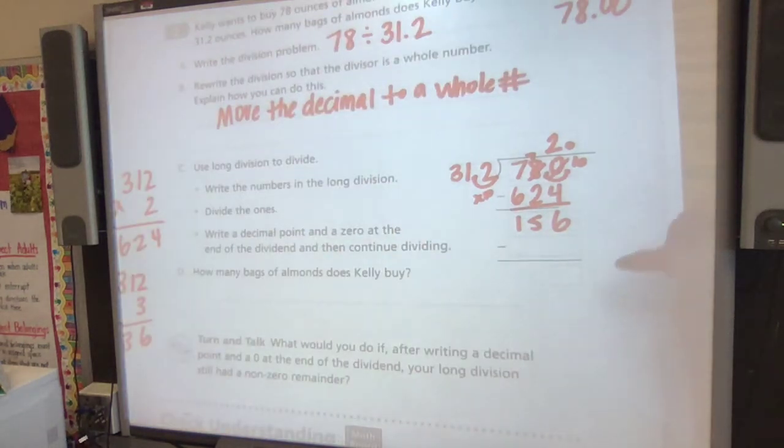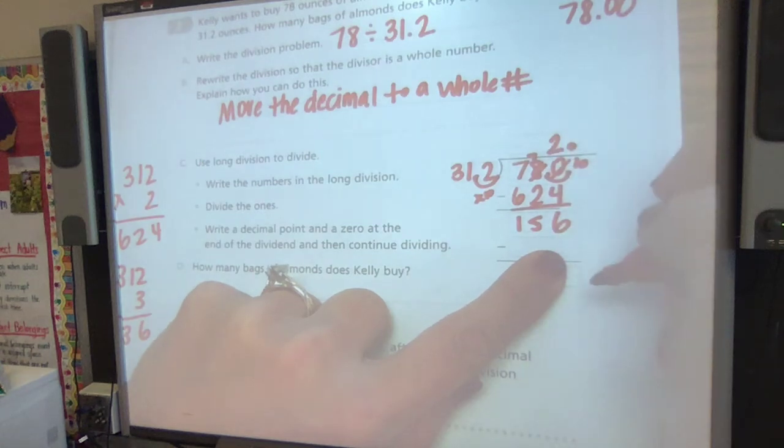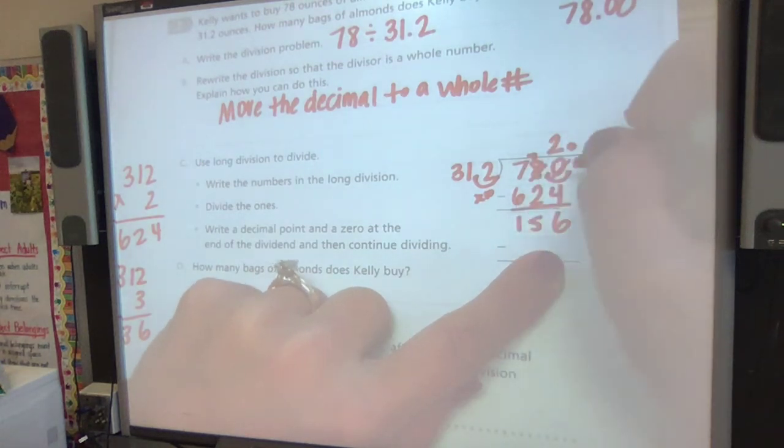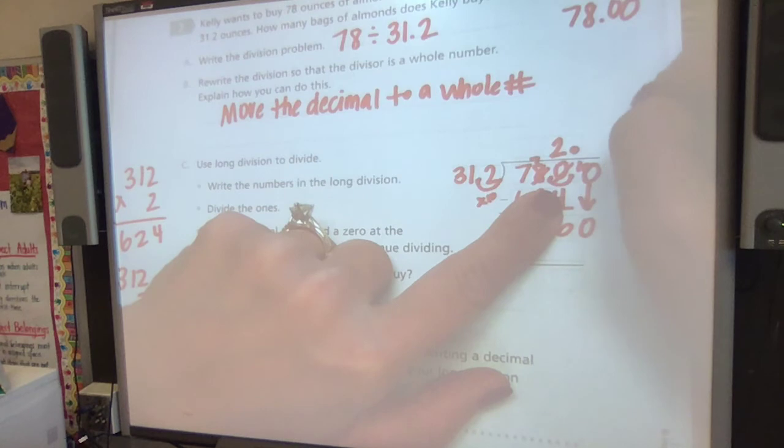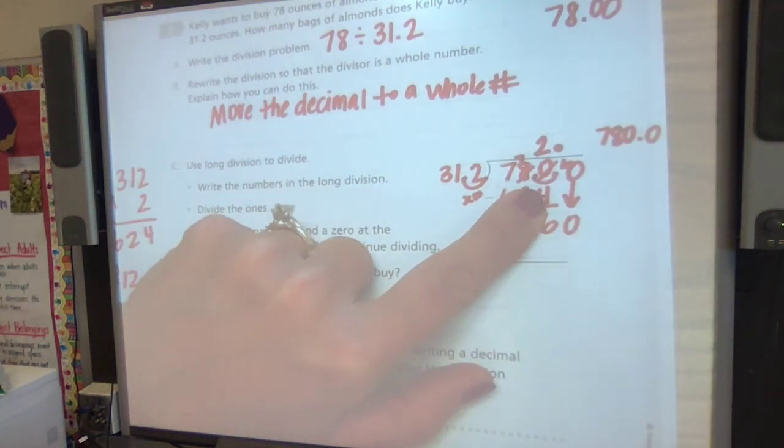Okay, so now I'm thinking, 312 is larger than 156. So here is where I can add that 0. I subtract. My next job is always bring down. So after I subtract, I bring down. I'm going to bring down a 0. And remember, I had rewritten that 780. So if I stick that 0 at the end, that has not changed that value a bit.